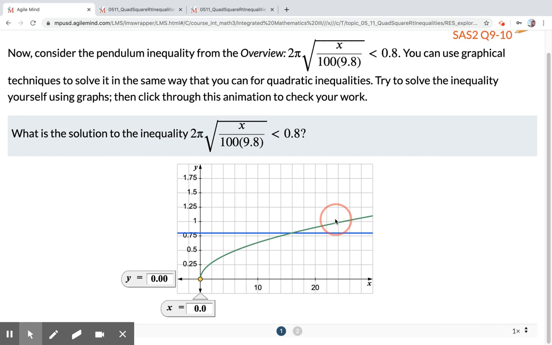And then I'd like you to answer question 10. What pendulum lengths would ensure that the pendulum takes less than 0.8 seconds to complete one cycle? So go ahead and hit pause to answer questions 9 and 10, and then hit play when you're ready to check your work.